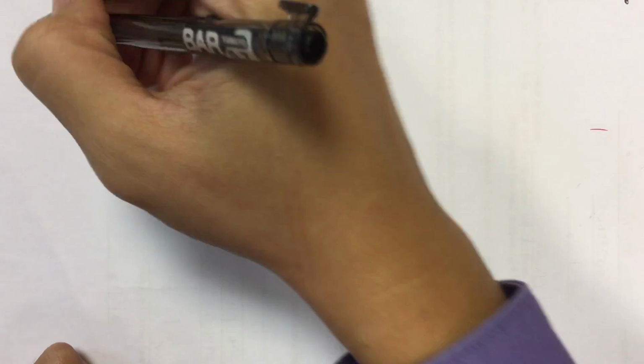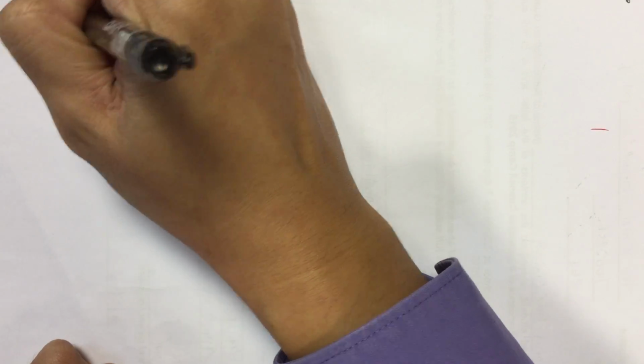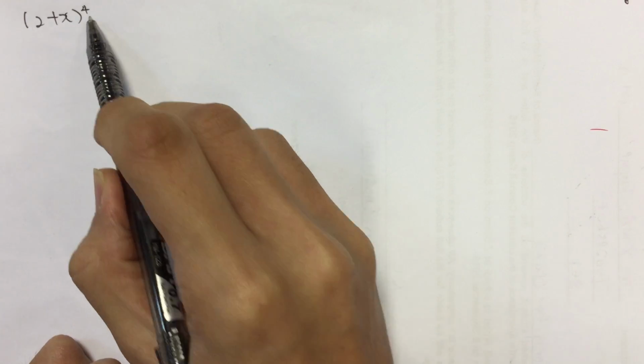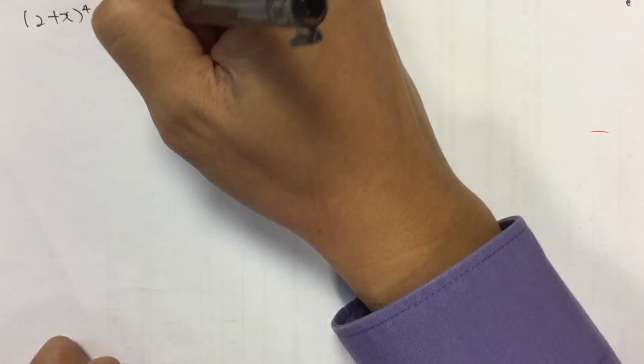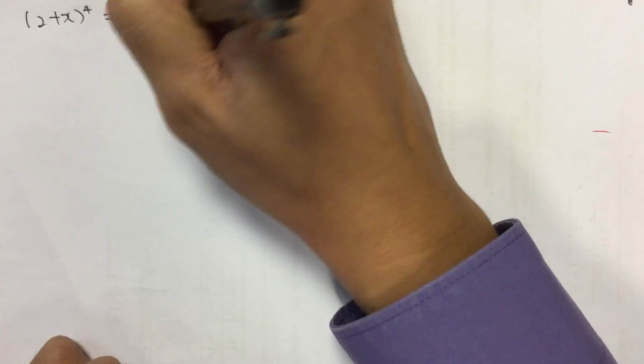Okay, in this video, we are going to recall the binomial theorem quickly, and then we're going to do something new after looking at an example. Okay, so let's say we want to expand this thing. I look at the power is 4, so I know there will be 5 terms. The first term can be written as 2 power 4.